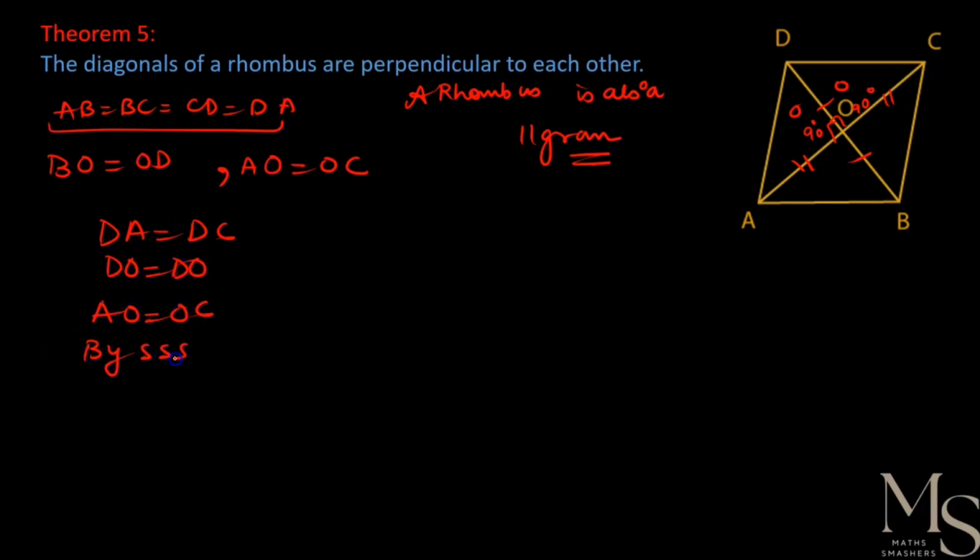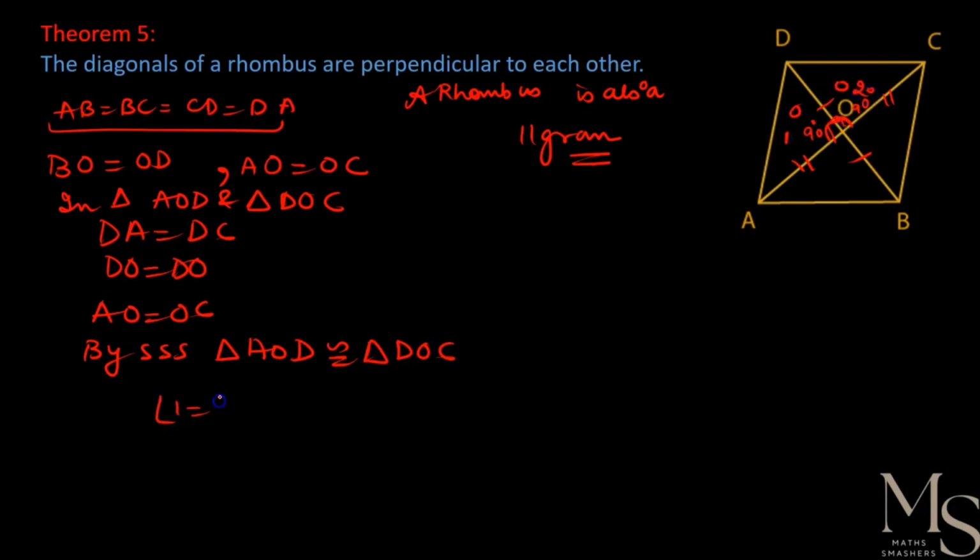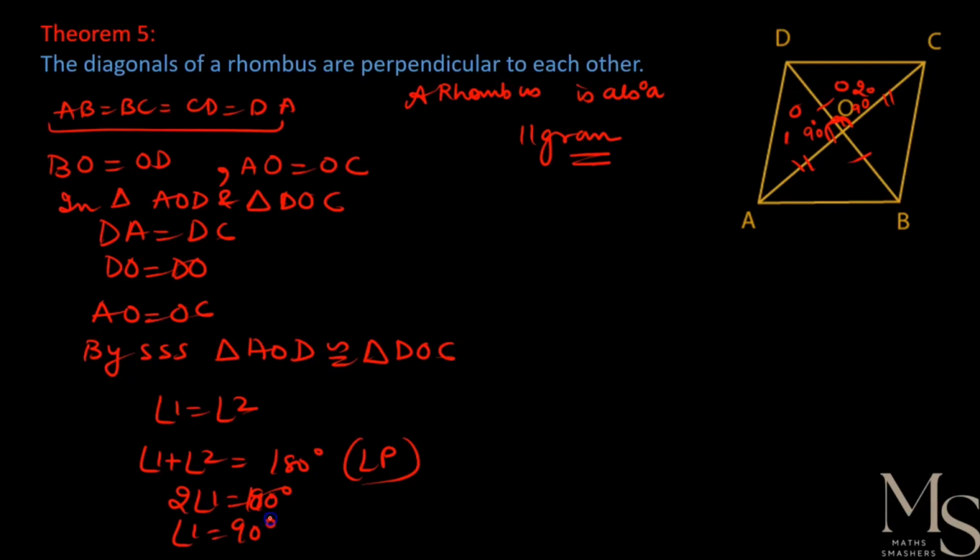So by SSS criteria, which triangles have I taken? Sorry, I have not written the triangles: triangle AOD and triangle DOC. So triangle AOD is congruent to triangle DOC. So by CPCT, I can say that angle 1 and angle 2 are equal. So angle 1 is equal to angle 2, but angle 1 plus angle 2 is equal to 180 degrees because of a linear pair. So twice angle 1 is 180 degrees. So angle 1 is equal to 90 degrees. So if angle 1 is 90 degrees, angle 2 is also 90 degrees, right? So we have proved that angle 1 and angle 2 are 90 degrees, that means they are perpendicular bisectors.